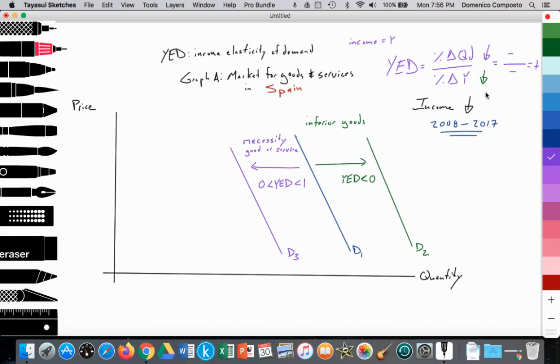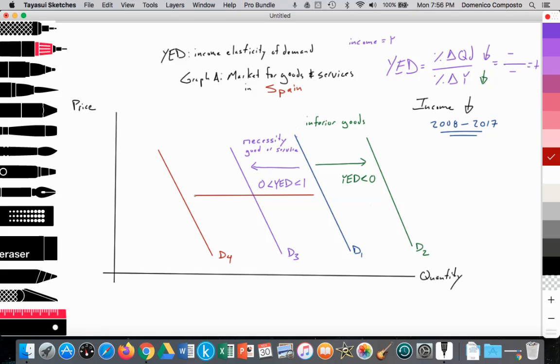As incomes continue to fall, what happens to demand for luxury goods? It also decreases, from D1 to D4. So we have demand suddenly decreasing rapidly for luxury goods. Times are tough. People are going to forego their luxury goods to survive. And so demand decreases from D1 to D4. So here we're looking at luxury goods and services.